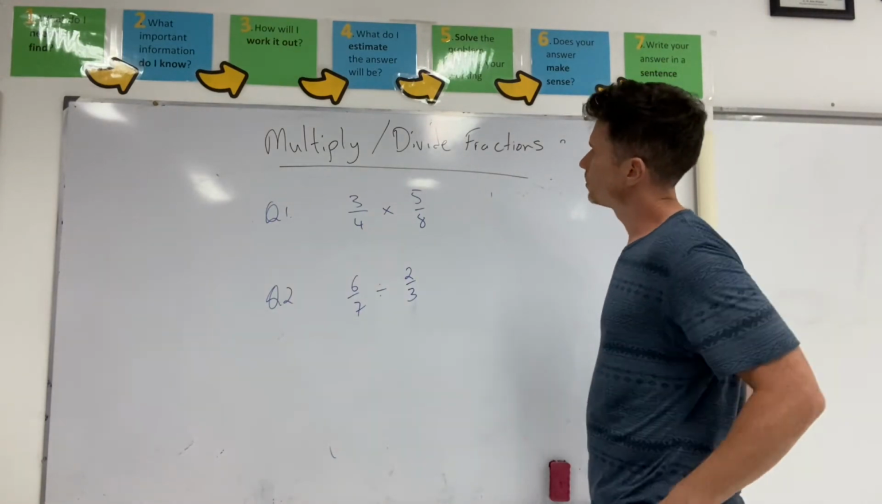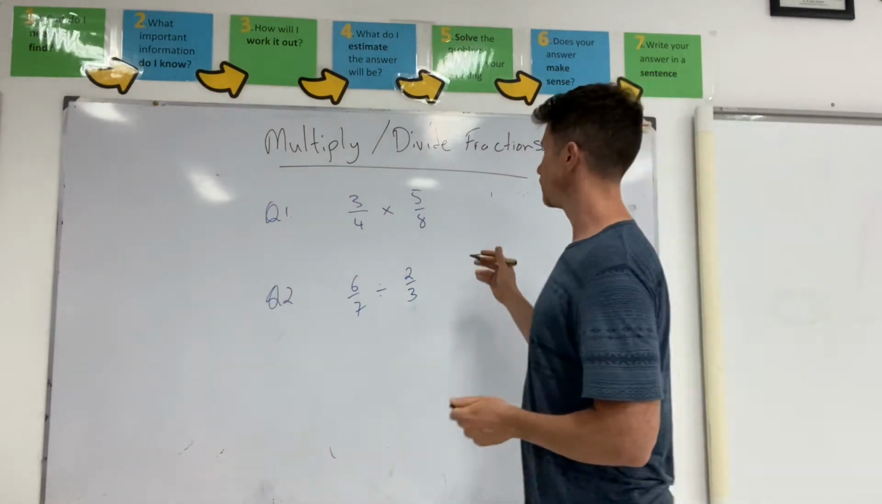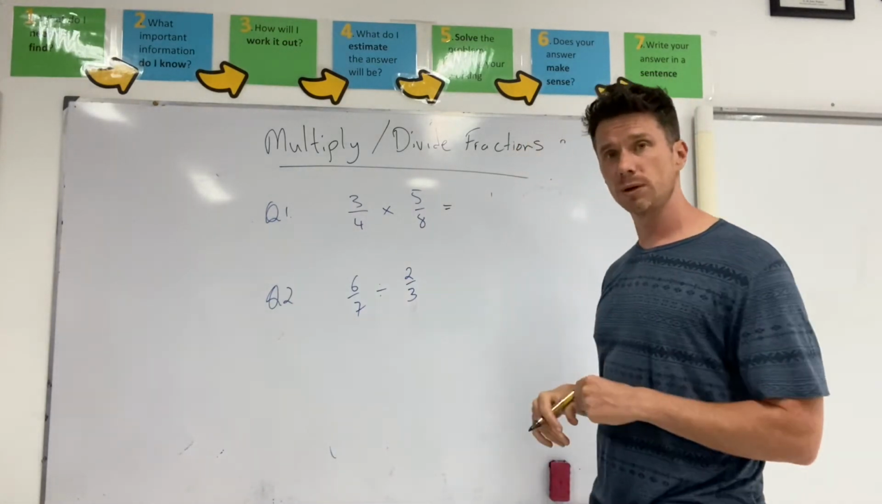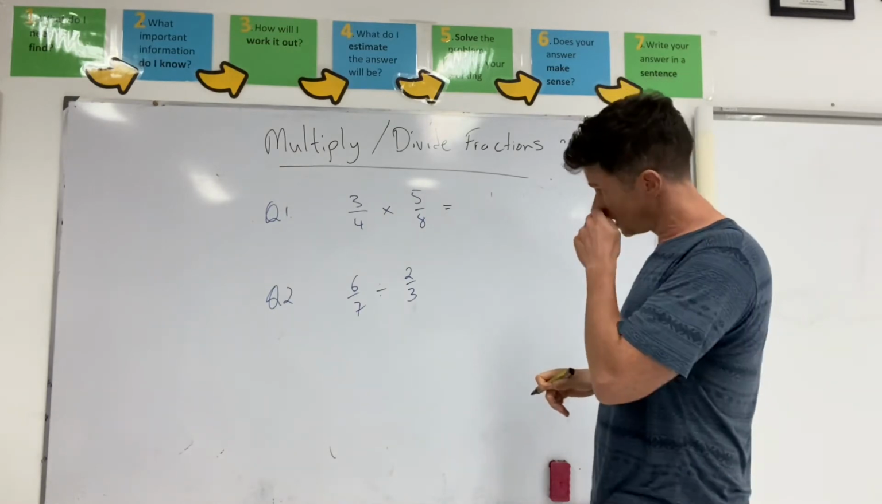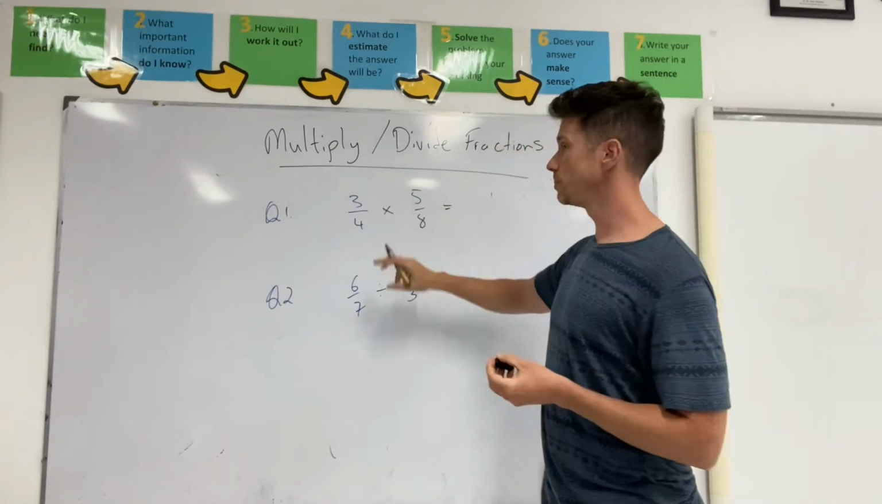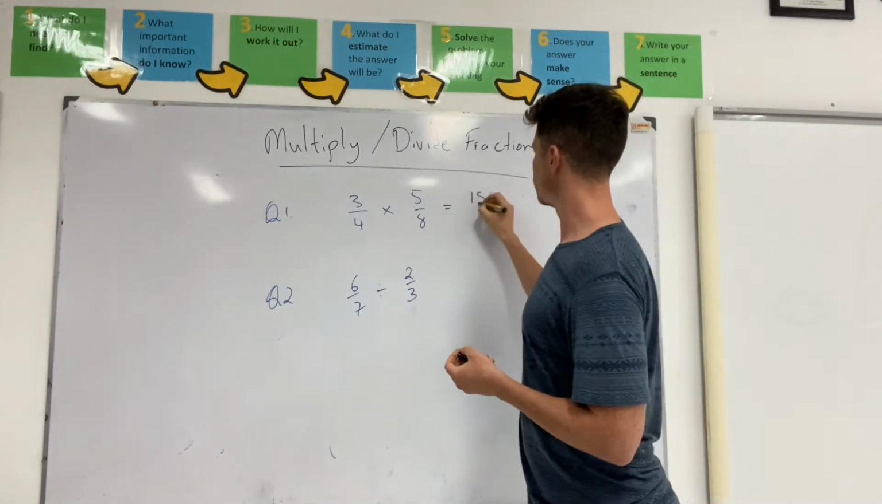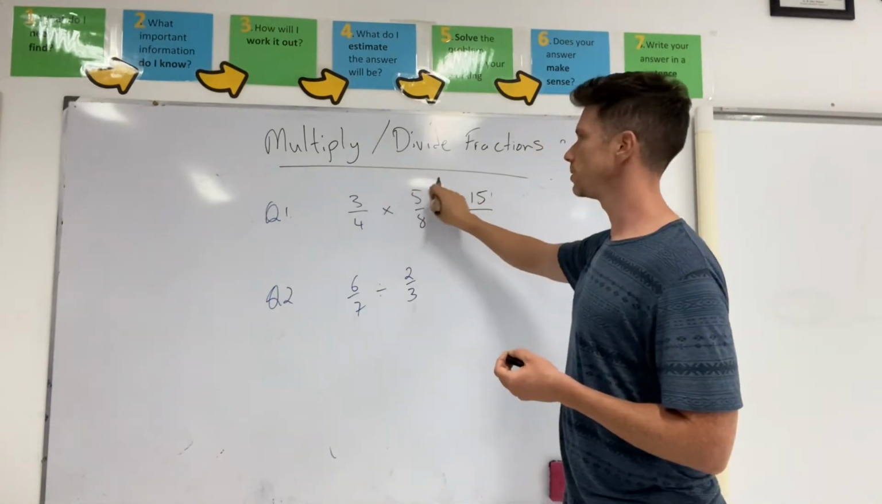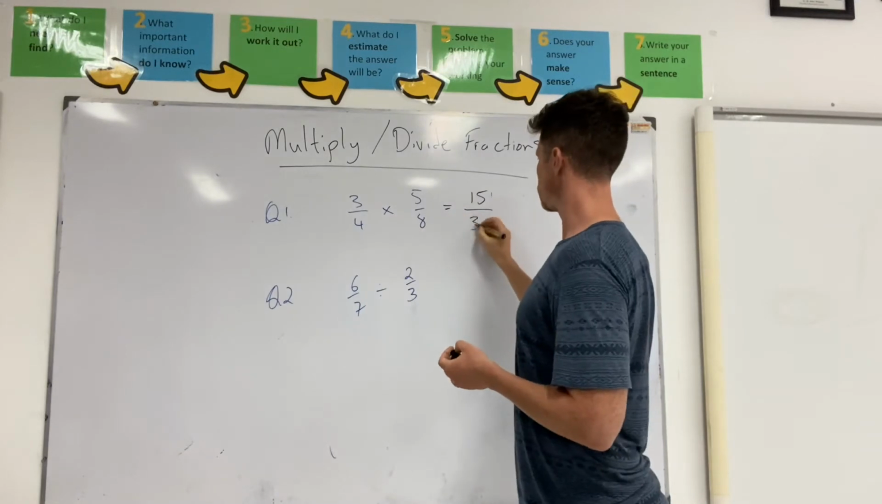So 3/4 multiplied by 5/8. Multiplying now should be quite easy. We've done our example using the box previously. So 3/4 of 5/8 is 3/4 multiplied by 5/8. 3 times 5 is 15 at the top, so numerator times numerator, and 4 times 8 is 32.